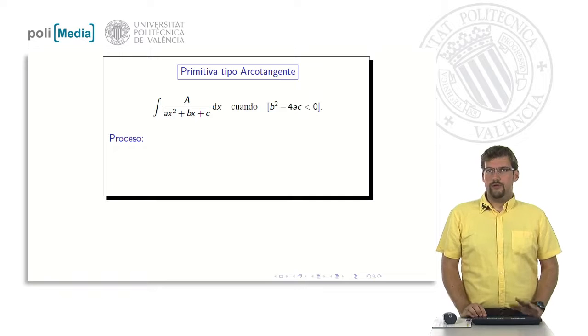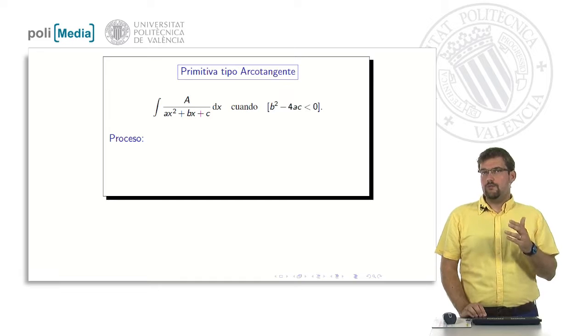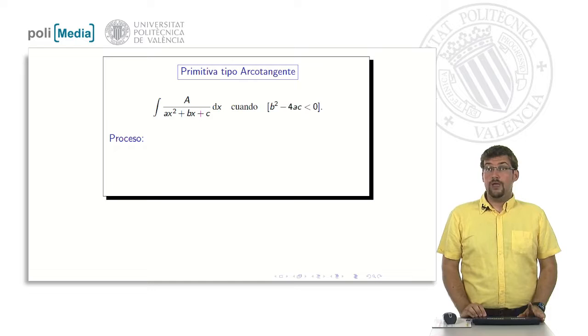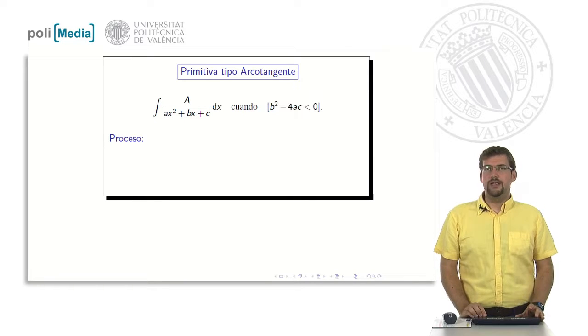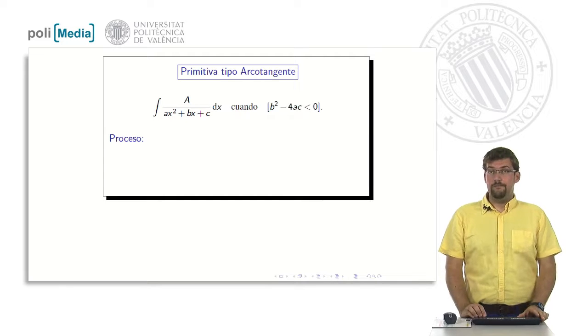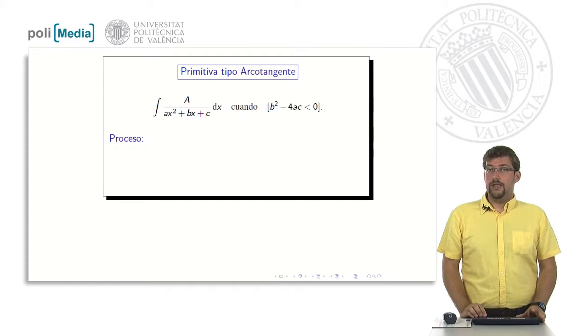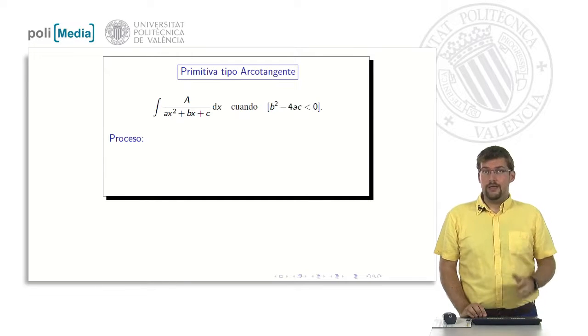The arctangent primitives are those we have here. Essentially, it is the integral of a fraction with a constant in the numerator and a second-degree polynomial in the denominator, which is irreducible. In other words, it has no real roots. As you may know, this is equivalent to the condition that the discriminant is negative, b squared minus 4a multiplied by c is negative. In this case, we ensure that this polynomial has no real roots. And in this case, the integral that we will obtain has a standard process called the arctangent type.